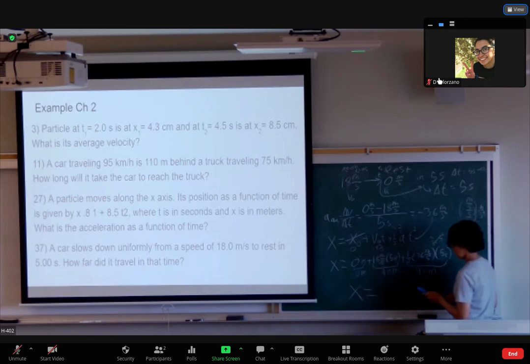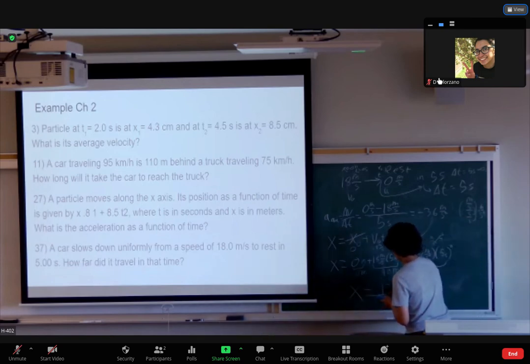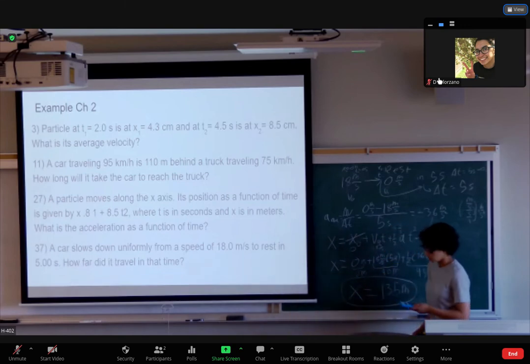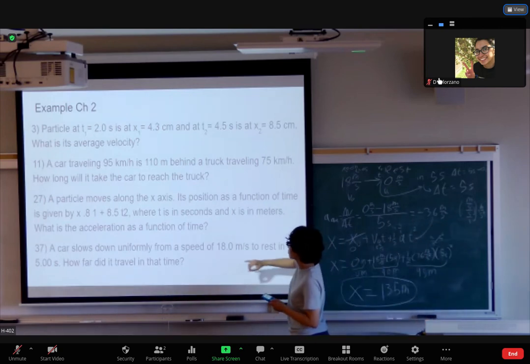90 plus 45. 1, 3, 5 meters. And this is for problem 37.